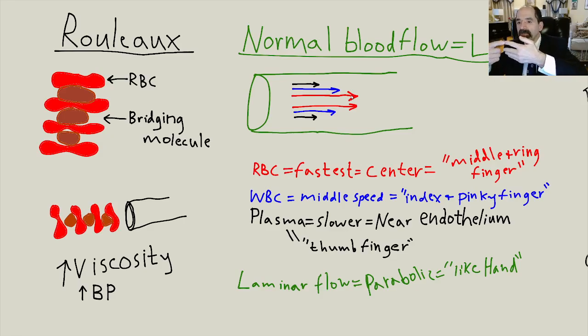Next to them, like the index finger and the pinky finger, that would be where the white blood cells are flowing, just on the outside of the red blood cells. And then just outside of that, like my two thumbs, that would be where the plasma is, closest to the endothelium, the wall of the artery. Laminar flow is normal blood flow. That's what you want. And when blood pressure is normal, you have predominantly laminar flow.